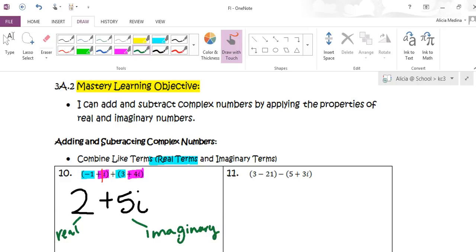Alright, moving on to the next one. I'm subtracting. So this is where it gets a little bit tricky because we have to remember to distribute that negative sign to everything after it. So everything before stays exactly the same. I'm still going to have that 3 minus 2i, but when I distribute that negative sign, a negative times a +5 is a -5. A negative times a +3i is going to be a -3i.